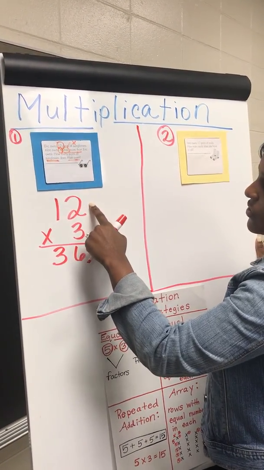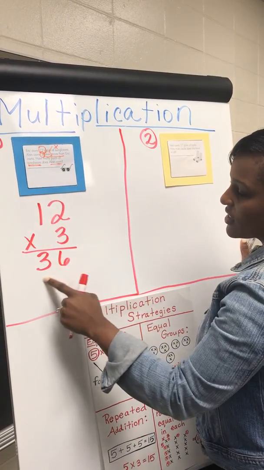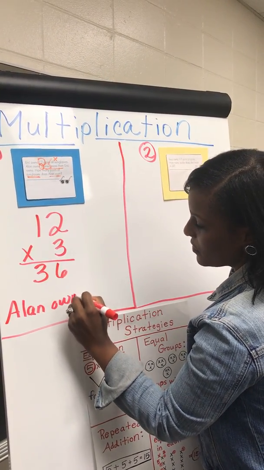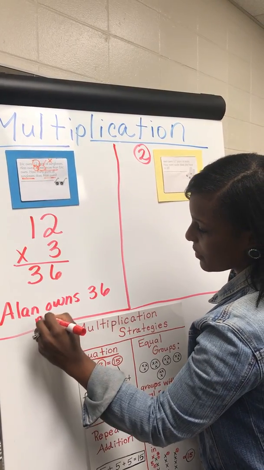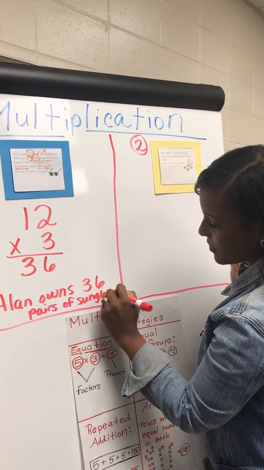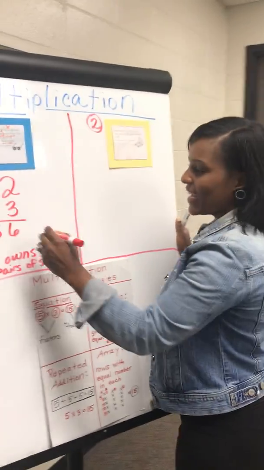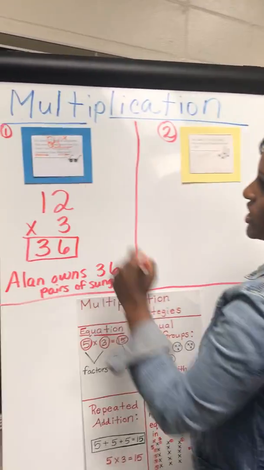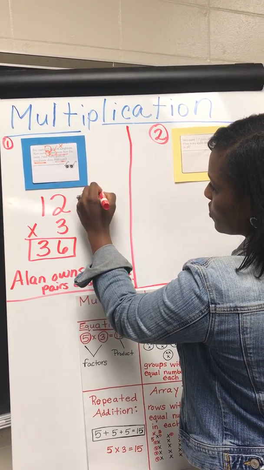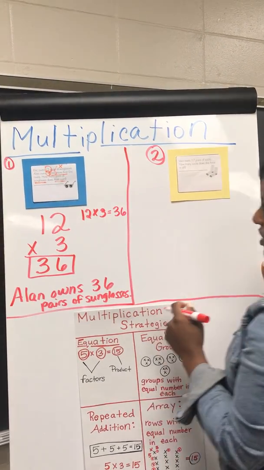So I go back to the original question to make sure that I've answered the question. Eric owns 12. Alan owns 3 times more. So we want to know how many pairs of sunglasses Alan owns. So Alan owns 36 pairs of sunglasses. I want to make sure I can use it in a complete sentence and get back to the original question. In my equation, what we learned in the last video, 12 times 3 equals 36. We have our factors and our product.